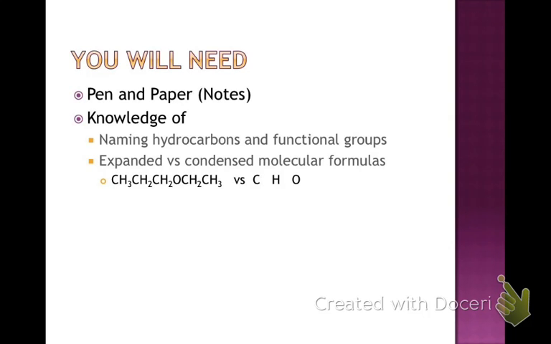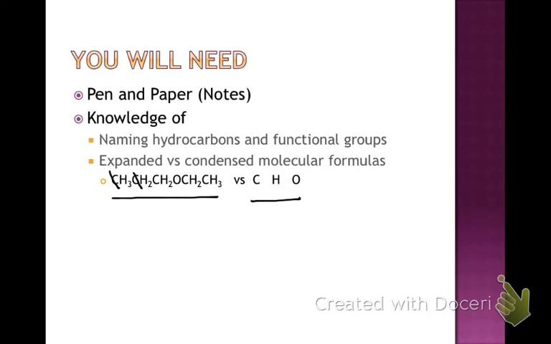The expanded formulas, the example of it would be this large one right here. It shows you how many hydrogens are connected to each carbon and pretty much where any oxygens are. The condensed molecular formula tells you the ratio of everything. So, to figure out the condensed molecular formula, we just have to count up the number of carbons, hydrogens, and oxygens from the expanded. So we'll take a look here.